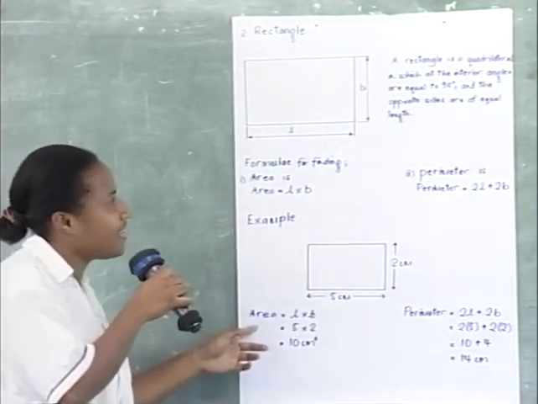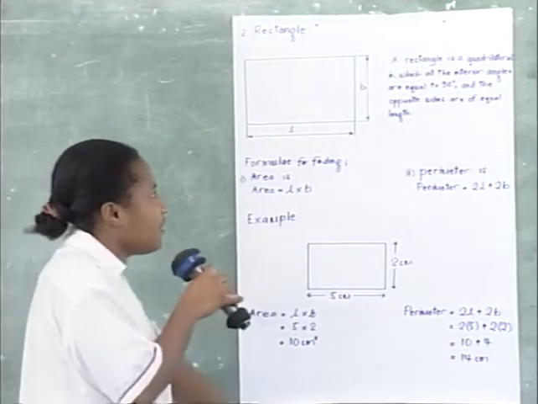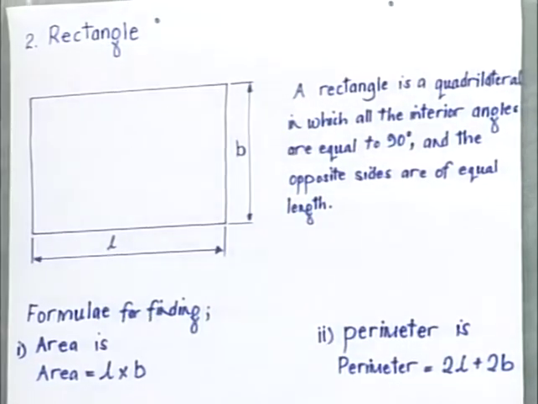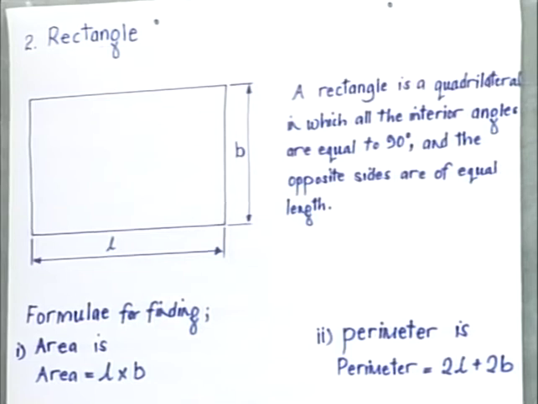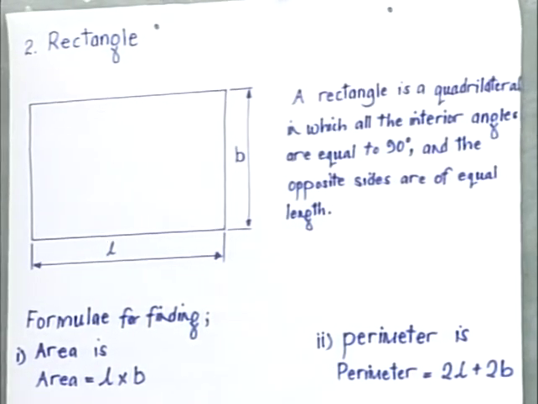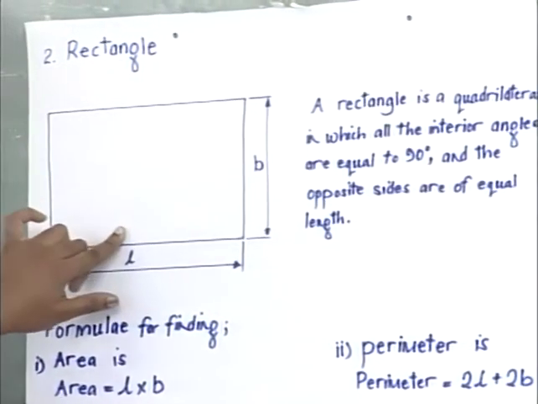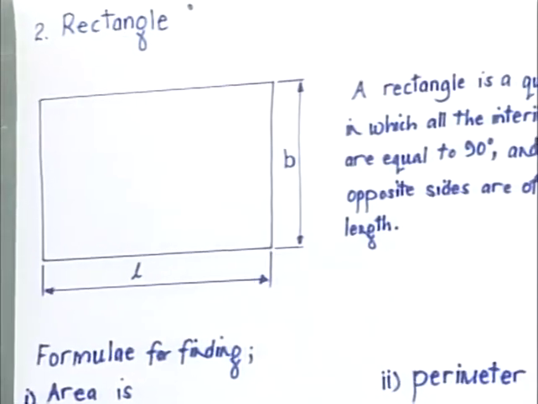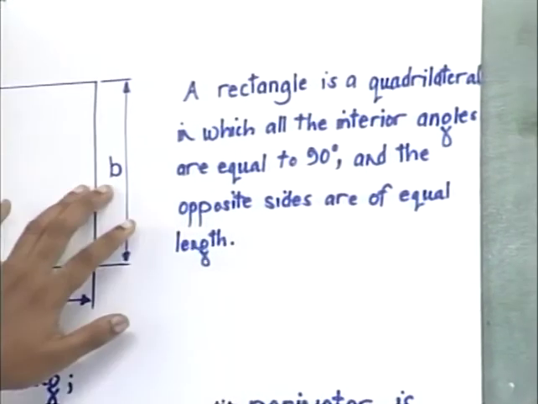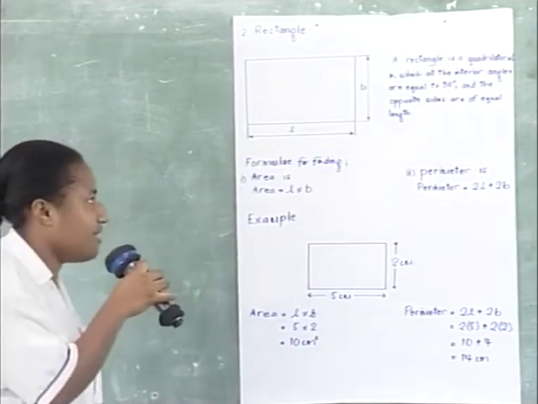Our group is looking at the area and perimeter of a rectangle. We've just got a simple definition of a rectangle there. A rectangle is a quadrilateral in which all the interior angles are equal to 90 degrees and the opposite sides are of equal length. The shorter sides of a rectangle are known as either the breadth or the width, and the longer sides are known as the length.